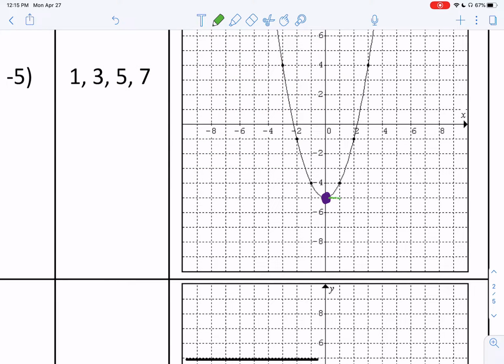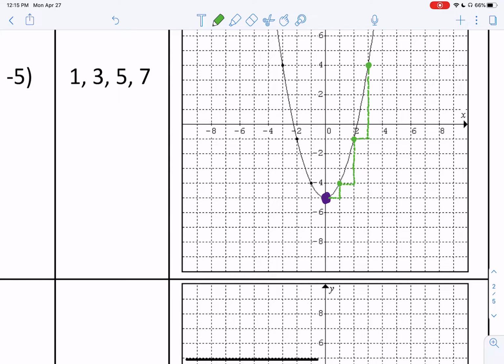So what I'm going to do is go over 1, up 1, and then I put a nice dot. Then I go over 1, and my next number is 3. So I'm going to go up 1, 2, 3, and put a dot. Then I go over 1. It's always over 1 no matter what. And I'm going to go up 1, 2, 3, 4, 5.